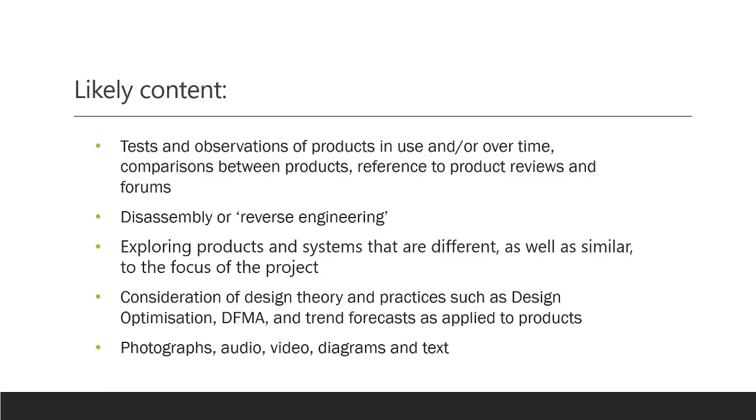So tests and observations. You can test products. You can trial them. You can show them in use. You can have a range of different materials and show them against each other. This one works to do this. This one works there. This one doesn't work very well because it was cheap, and therefore this bit is likely to break, etc., etc. We've talked about disassembly or reverse engineering.